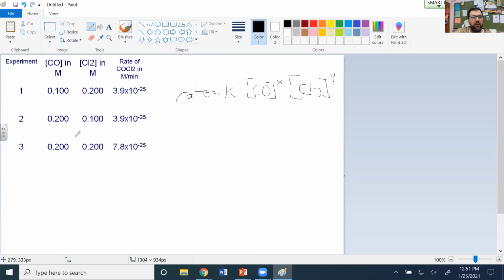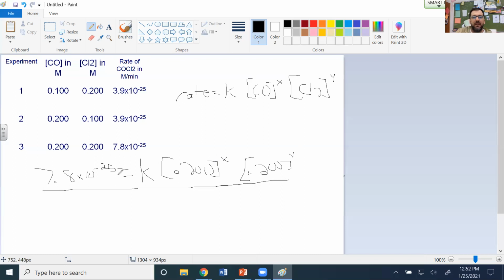So to find this, I'm going to do experiment 3 divided by experiment 1. So I'm going to substitute my rate. My rate was 7.8 times 10 to the negative 25th equals K, that's my rate constant, and this is experiment 3. So I'm going to use 0.200, my CO concentration, to the X power, and then 0.200 to the Y power. And I'm going to divide this by experiment number 1. So my rate in experiment 1 is 3.9 times 10 to the negative 25th equals K. And then my concentration of CO is 0.100 to the X power. My concentration of Cl2 is 0.200 to the Y power.